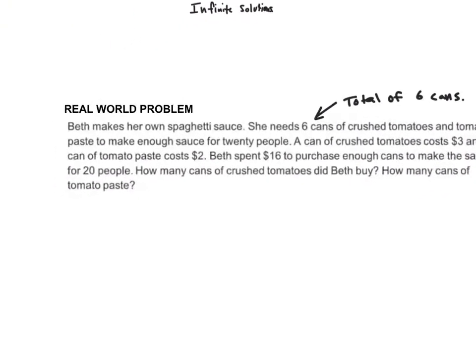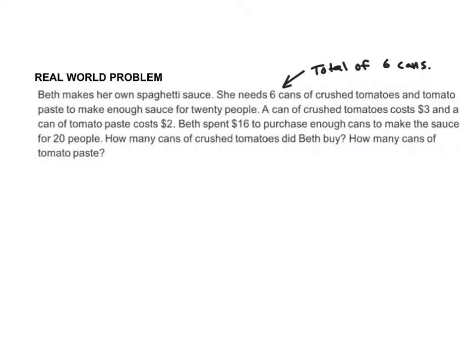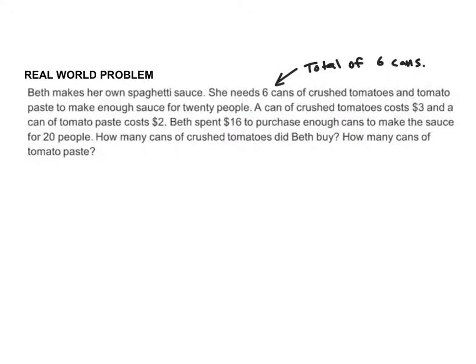I had to read this a couple times before I actually attempted the problem and then realized I was getting it wrong, and so had to go back and take a look at this. So a total of 6 cans, okay, between the crushed tomatoes and tomato paste, all right? So that's what I know. Now we're trying to figure out how many cans of crushed tomatoes and how many cans of tomato paste.